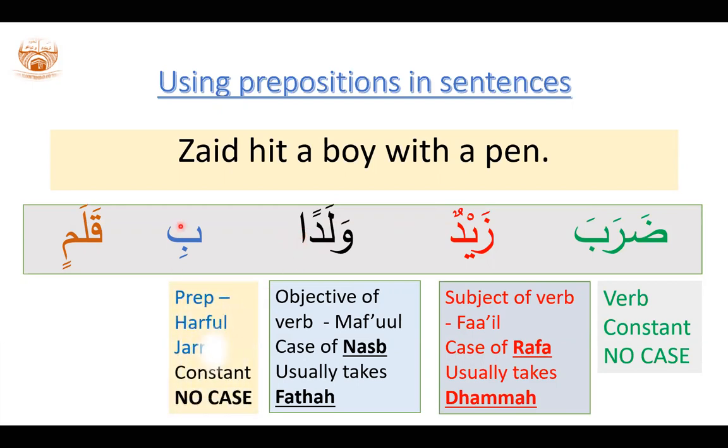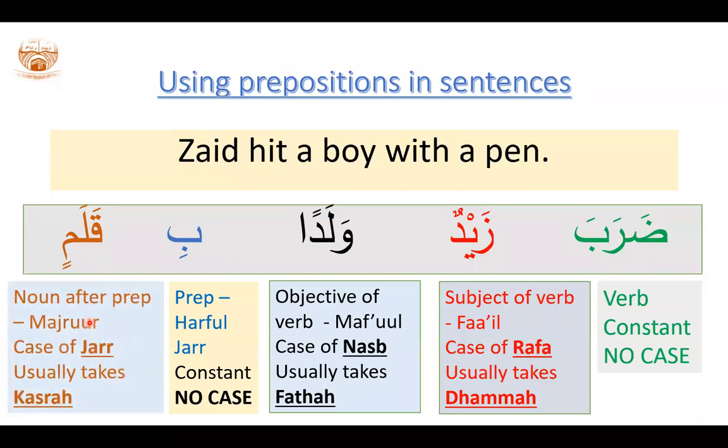Then we have bi, the preposition. This is called harful jar. It is a constant word. No case to be applied for it. The noun that comes after the preposition is called majrur. It exists in the case of jar. It usually takes kasra. Okay.